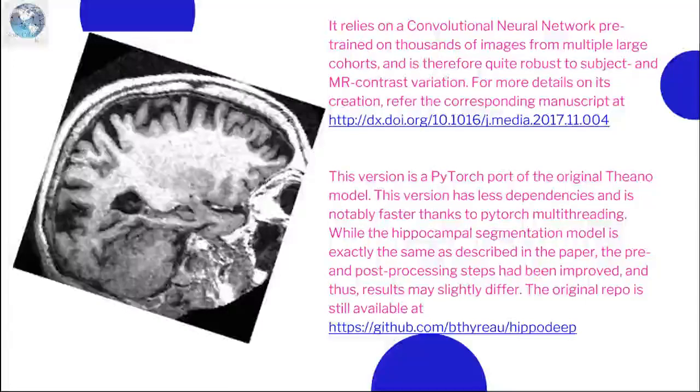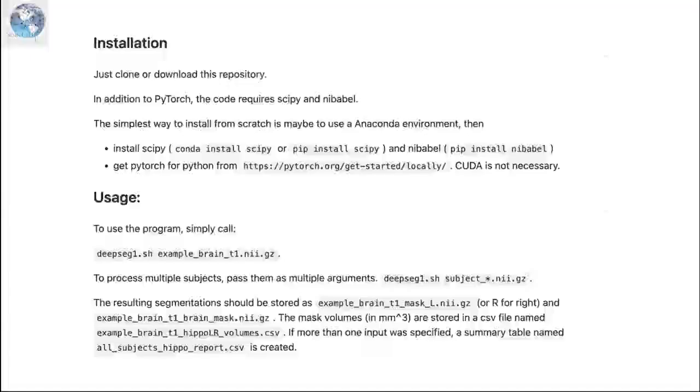So from the detail, the manuscript talked about the CNN with multiple larger cohorts, and this version is a PyTorch port of the original Theano model. This version has less dependency and is notably faster thanks to PyTorch multi-threading, while the hippocampal segmentation model is exactly the same as described in the paper. And the pre and post-processing steps have been improved, thus the result may slightly differ.